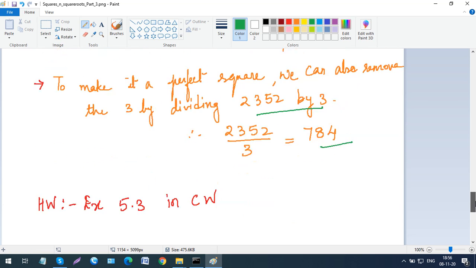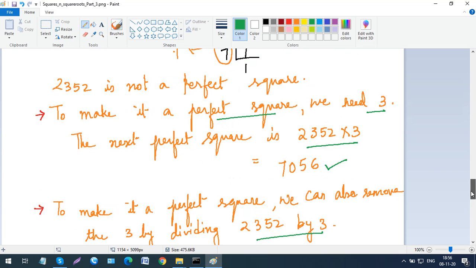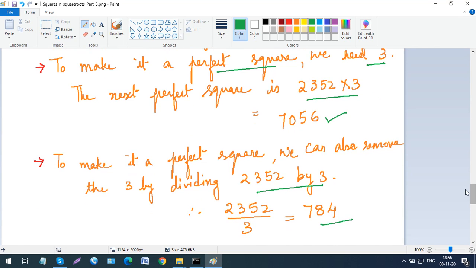Okay, so that's how you find if it is a perfect square or not, and if it is not a perfect square and they're asking you to make it a perfect square, this is how you will do it. It also depends upon what the question is asking. If they are asking you to multiply and make it a perfect square, you will multiply it, or if they are asking you to remove it, you will divide it. Here adding and removing doesn't mean plus and minus. Here adding means you have to multiply by 3, and removing means you have to divide by 3.